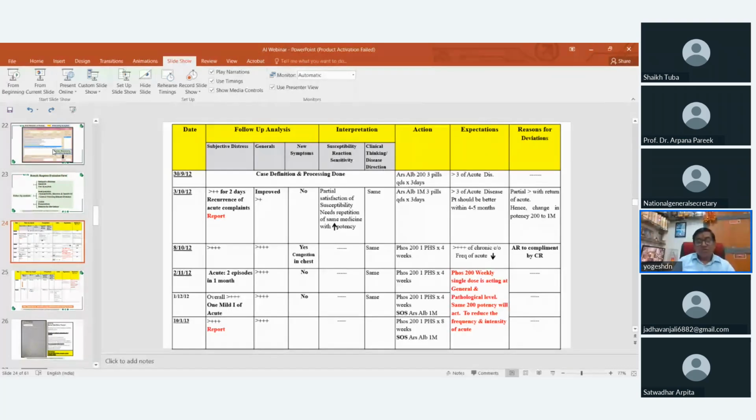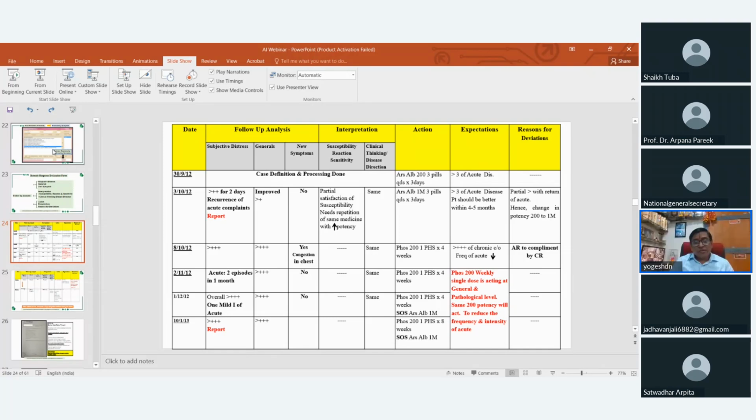Generals have improved. There are no new symptoms. So what is the follow-up? Amelioration for 2 days, recurrence of acute complaints. Generals are ameliorated. That means appetite and thirst have improved, and there are no new symptoms. Symptoms are the way in which they were earlier presented. It means our medicine had acted, and with this pathology, with this diagnosis, it will take some time also.